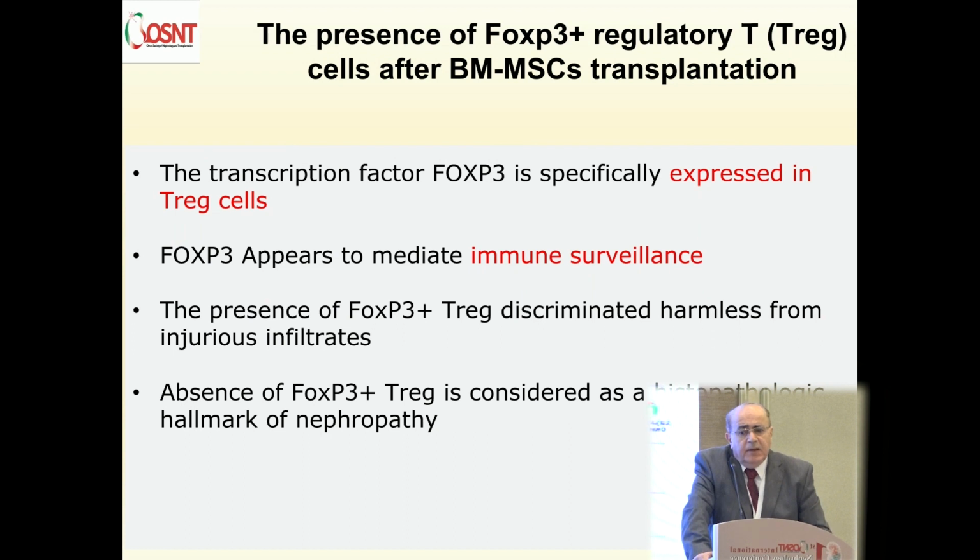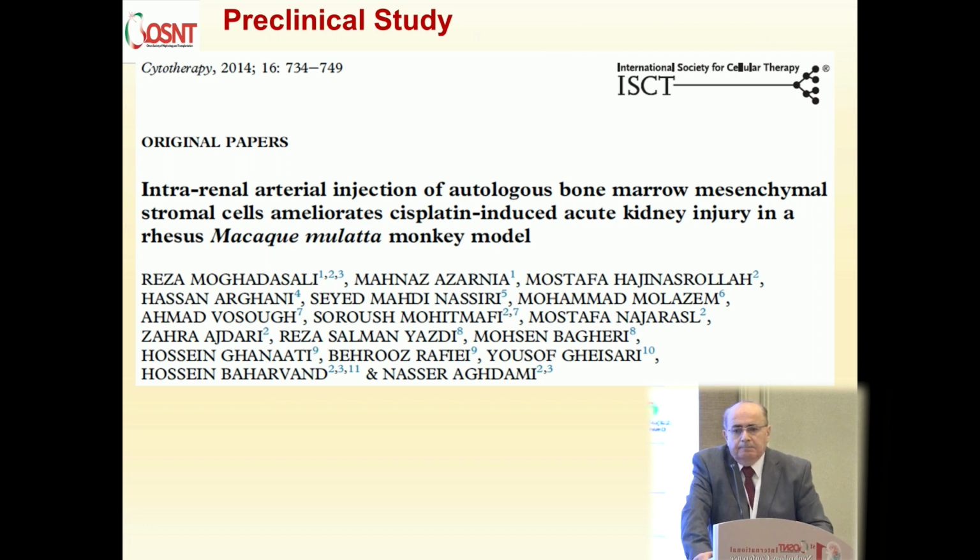What is FOXP3? This is a transcription factor expressed in Treg cells. And FOXP3 appears to mediate immune surveillance. The presence of FOXP3 discriminates harmless from injurious infiltrates. Absence of FOXP3 is considered a histopathologic hallmark of nephropathy. That's the reason why when we inject mesenchymal stem cells after skin transplantation, for example, we notice the presence of Treg positive FOXP3.